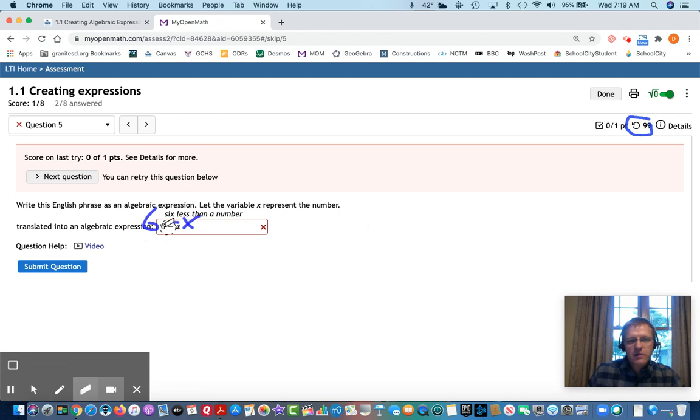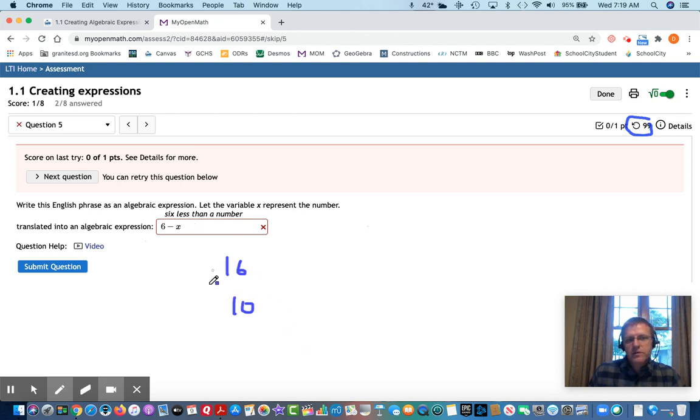Let's think about this one a little longer. 6 less than a number. So what if we said your little brother is 6 years less than your age? And let's say that you're 16 years old. So if your little brother is 6 years less than your age, wouldn't your little brother be 10? Of course. I think all of you would get that.